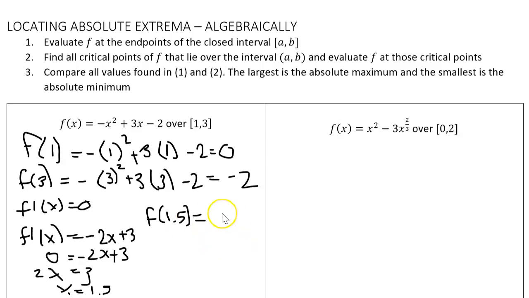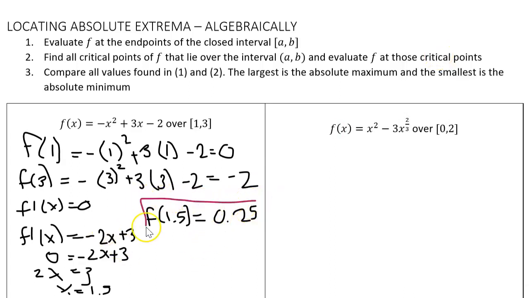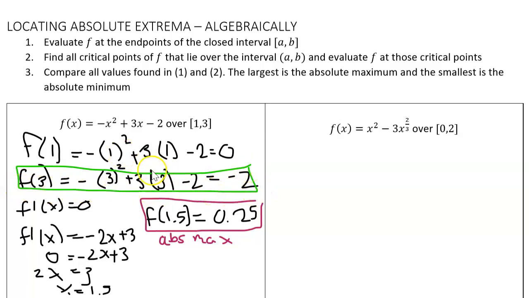All right, I'm getting 0.25. Since 0.25 is the largest of these three values, we're going to dub it our absolute maximum. -2 is the smallest of our values, so we're going to call it our absolute minimum. And that's the algebraic approach to locating absolute extrema.